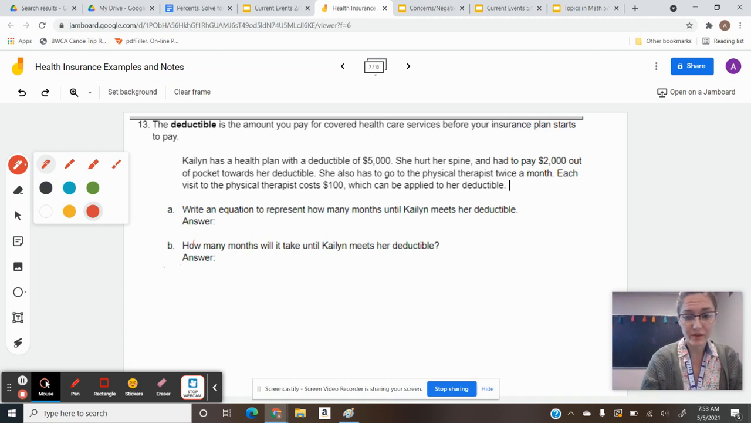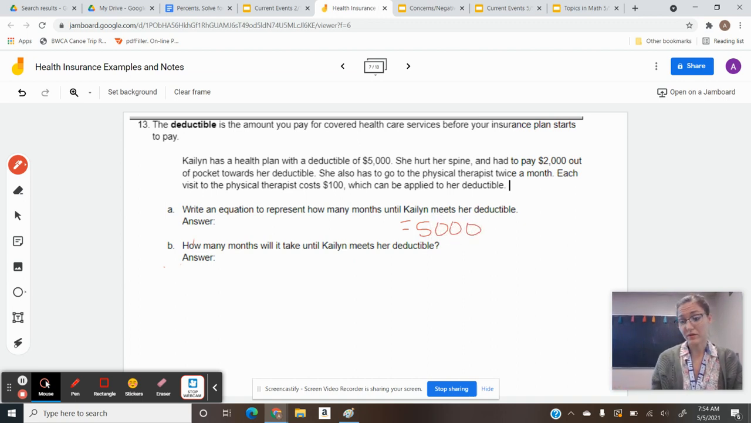Okay, so whatever this equation is, we know that it's going to equal $5,000. That would be the amount of her deductible and the amount we're trying to calculate. So it's equal to $5,000. On this side of the equation, we need to figure out the amount she's spending in order to get to that $5,000. So she had to pay $2,000 right away. If we were tallying up her bill, we would have $2,000, and we would also have this physical therapist twice a month visit added on.